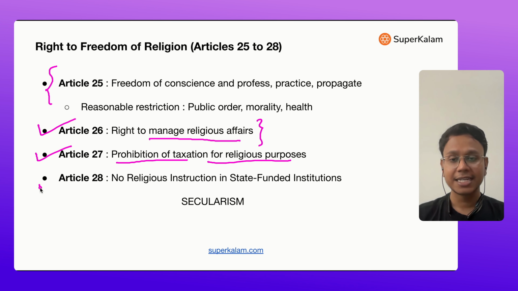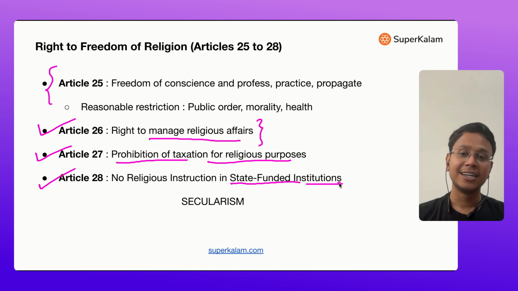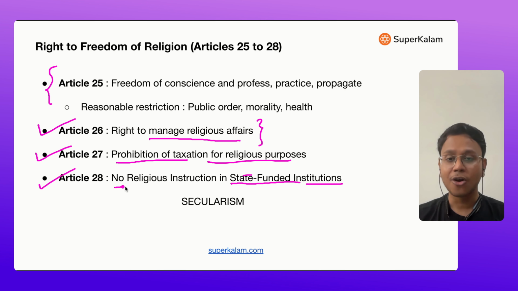Article 28 says that there are no religious instructions in state funded institutions. That means if the government is funding any institution, the government cannot propagate any particular religious teachings in that school. Why? Because the government has to be neutral. The government has to support all religions, which Article 27 says. That's why the government cannot say that a particular religious instruction should be given in the institute. These four articles are the essence of secularism.